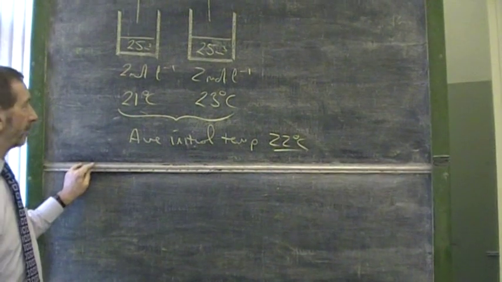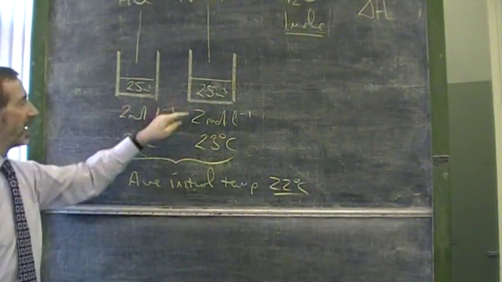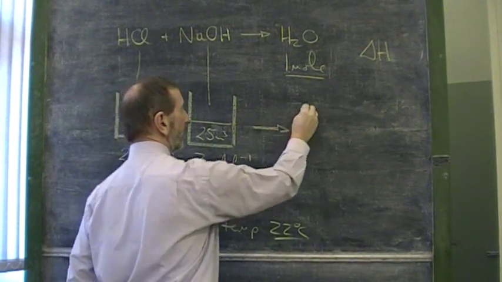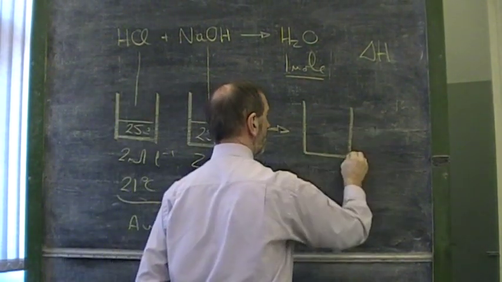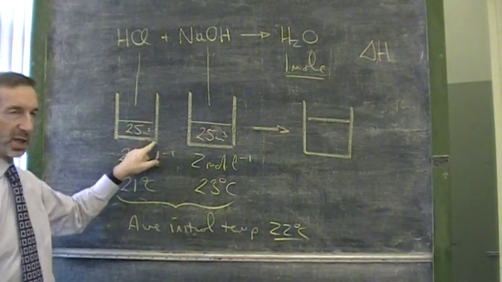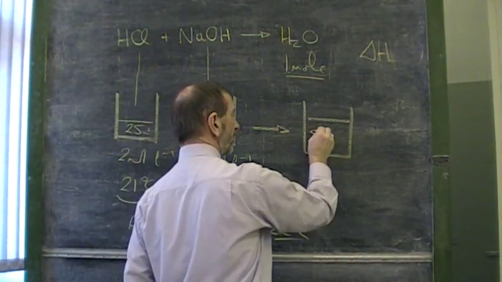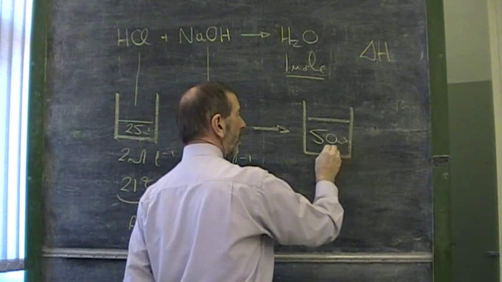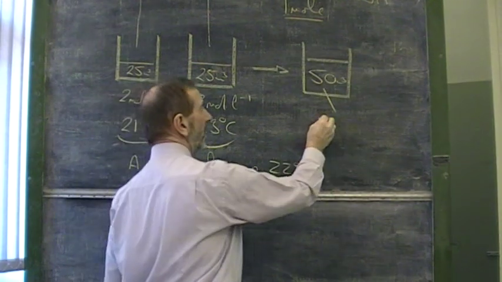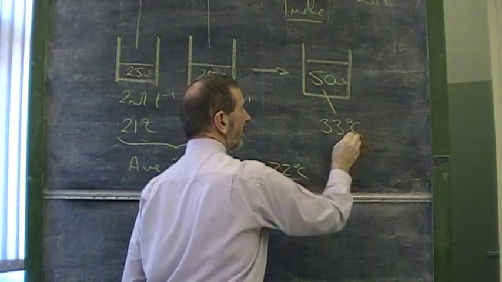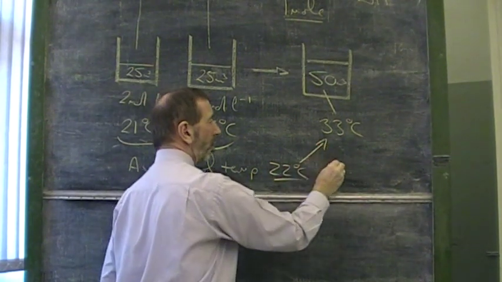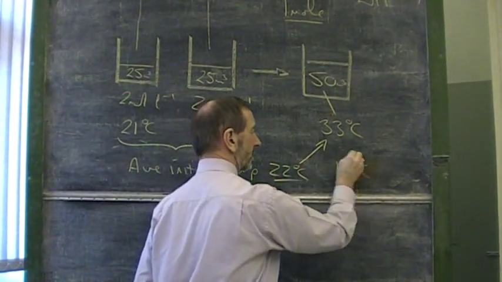Now we mix them together. When we mix the acid with the alkali, heat will be produced, the solutions will get warmer. And not only that, there won't be 25 cubic centimetres in each separate beaker, there'll be 50 cubic centimetres in all. Let's say the temperature went from an average of 22 degrees Celsius to a final temperature of 33 degrees Celsius. That's a temperature rise of 11 degrees.